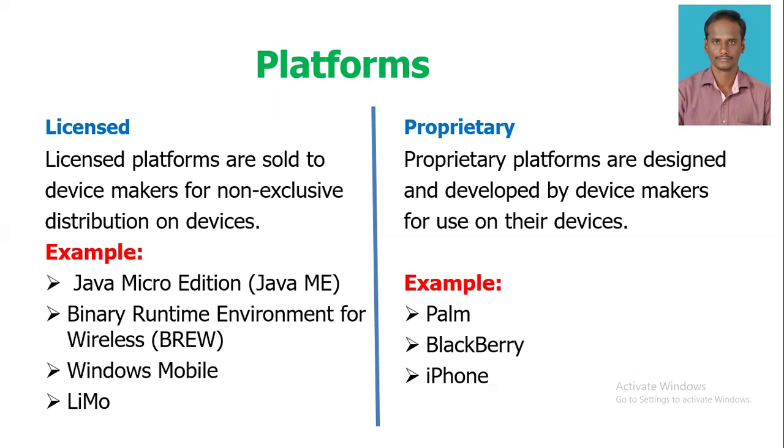The next one is BlackBerry. Research In Motion maintains their own proprietary Java-based platform used exclusively by their BlackBerry devices. Next one is iPhone. Apple uses a proprietary version of Mac OS X as a platform for their iPhone and iPod Touch line of devices, which is based on Unix.